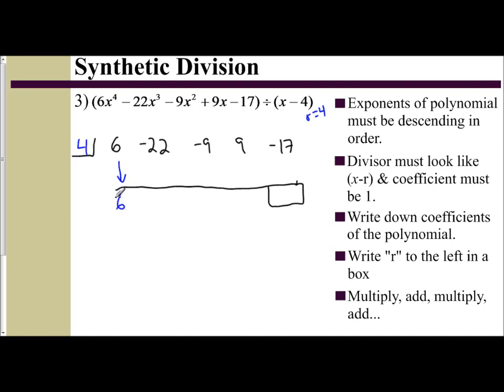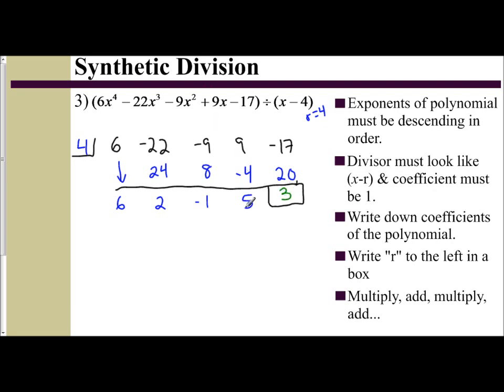Multiply, 4 times 6 is 24. Add vertically, negative 22 and 24 is positive 2. Multiply by 4, I get 8. Add vertically, I get negative 1. Multiply negative 1 and 4, I get negative 4. Add 9 and negative 4, I get 5. Multiply by 4, I get 20. Add vertically, negative 17 and 20 is a positive 3.